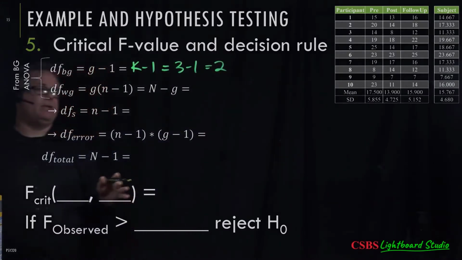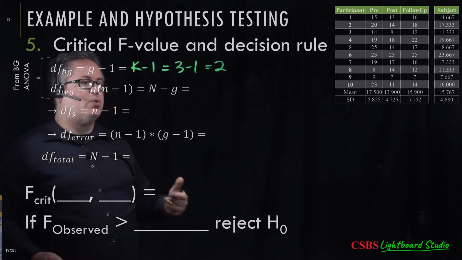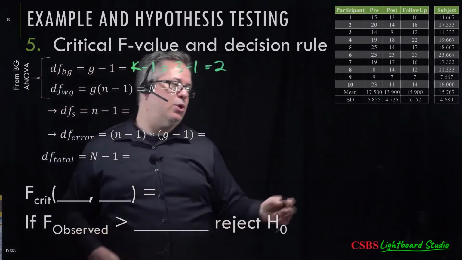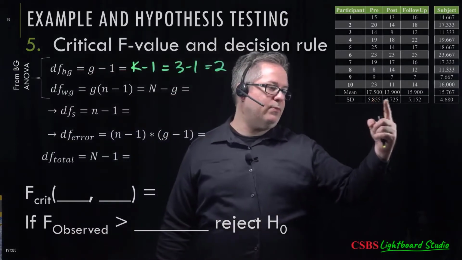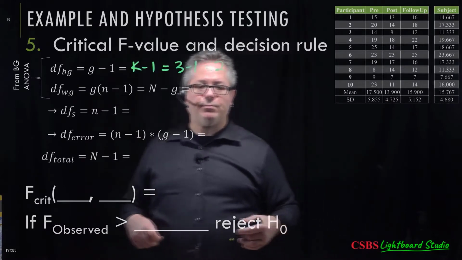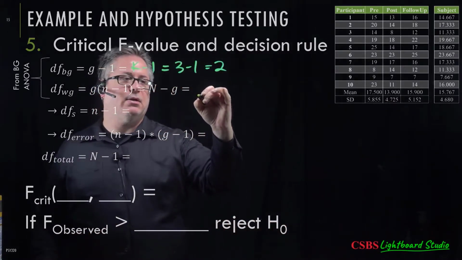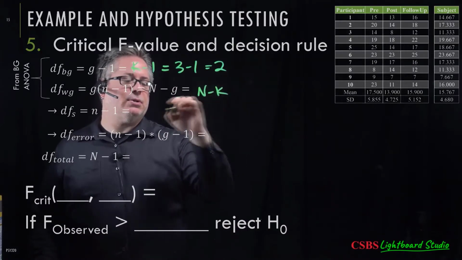Great. Easy enough. We talked about within groups before: that was the total number of subjects, and we lose 1 degree of freedom for each of the 3 groups. So here I'm saying it's N minus G. It's the same thing, N minus K. Okay.